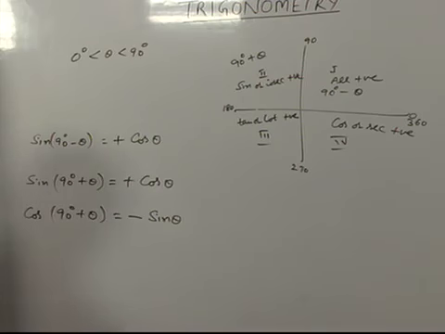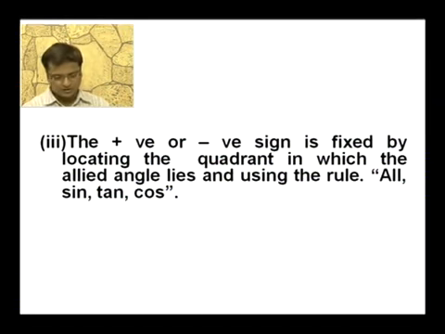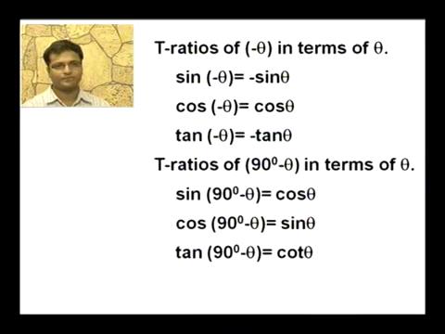So these are the three rules which we have to follow to find trigonometry ratios of higher angles. Trigonometry ratios of minus theta in terms of theta with the help of these rules. Sine of minus theta is equal to minus sine theta. Cos of minus theta is cos theta, and tangent of minus theta is minus tangent theta.